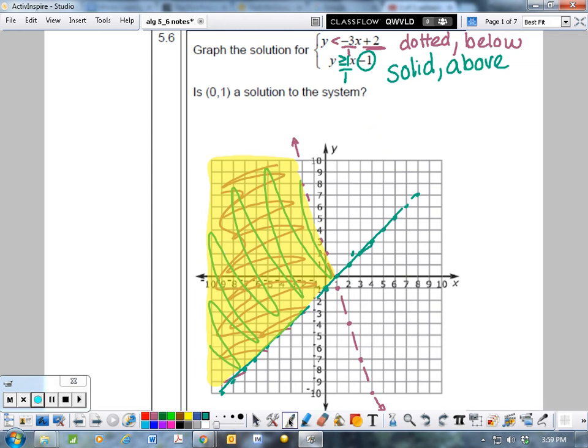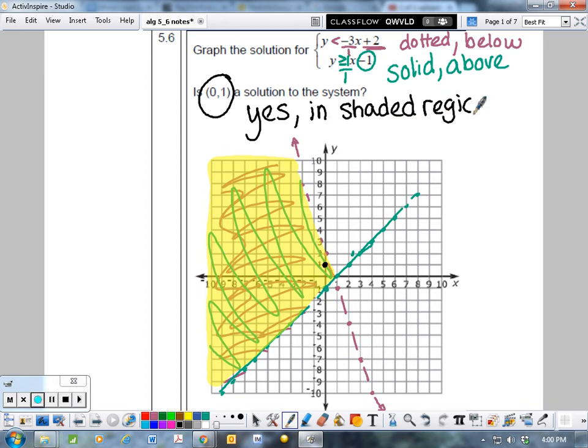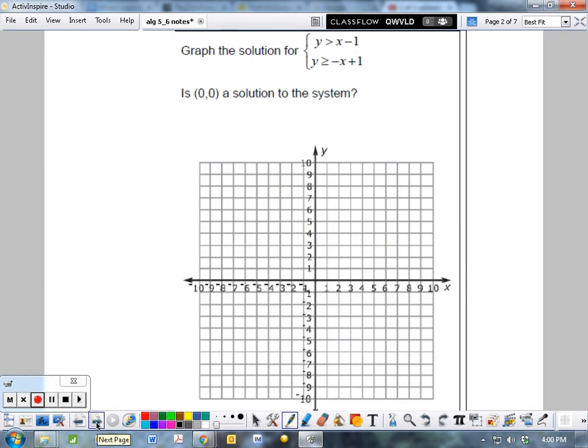And now we're starting to get to the heart of why we're checking this. So now I'm looking at, is the point 0, 1 a solution to the system? So what I would do is graph the point 0, 1, so x value 0, y value 1, and I ask, is that in my shaded area? And in fact, it is in that shaded area, so yes, it's a solution. And that's kind of what we're looking at in this section. So we're going to try another one.